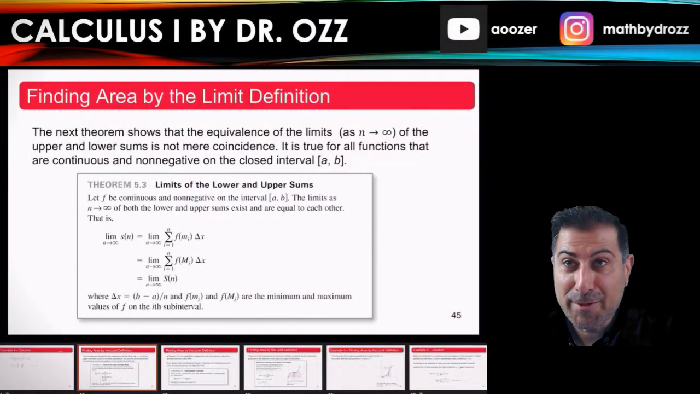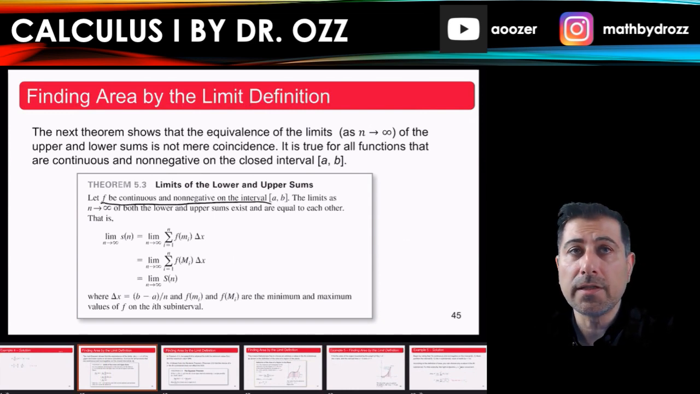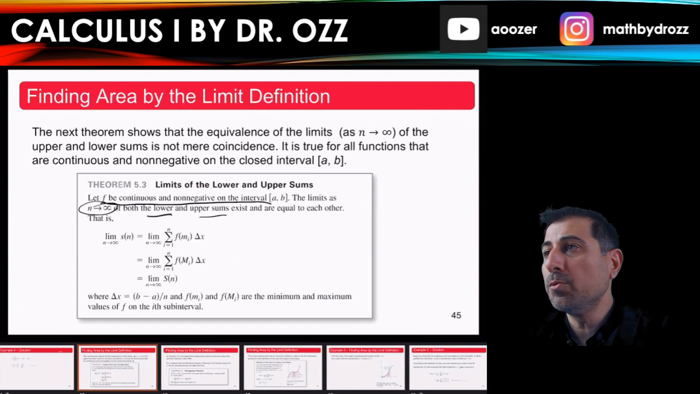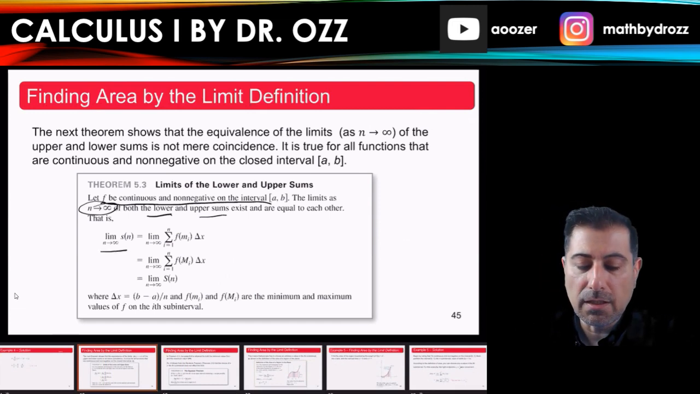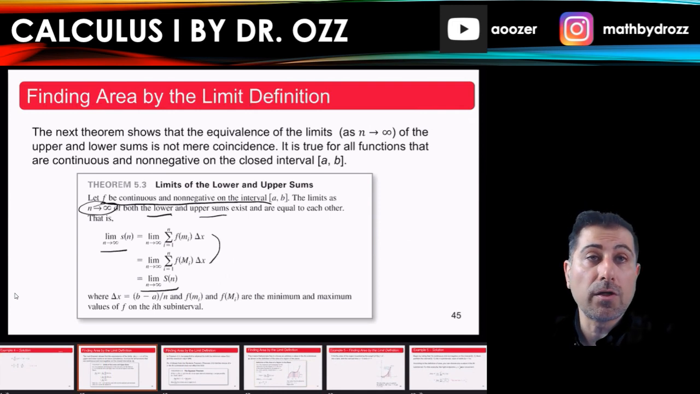All right, in this slide, we're talking about the limiting process, as I promised in the learning objective. This fact says that if you have a continuous and non-negative function on the closed interval a to b, then when you pass the limit, meaning that you let n go to infinity for both lower and upper sums, these limits exist and they are equal to each other. So what that means is that the two limits are equal here.